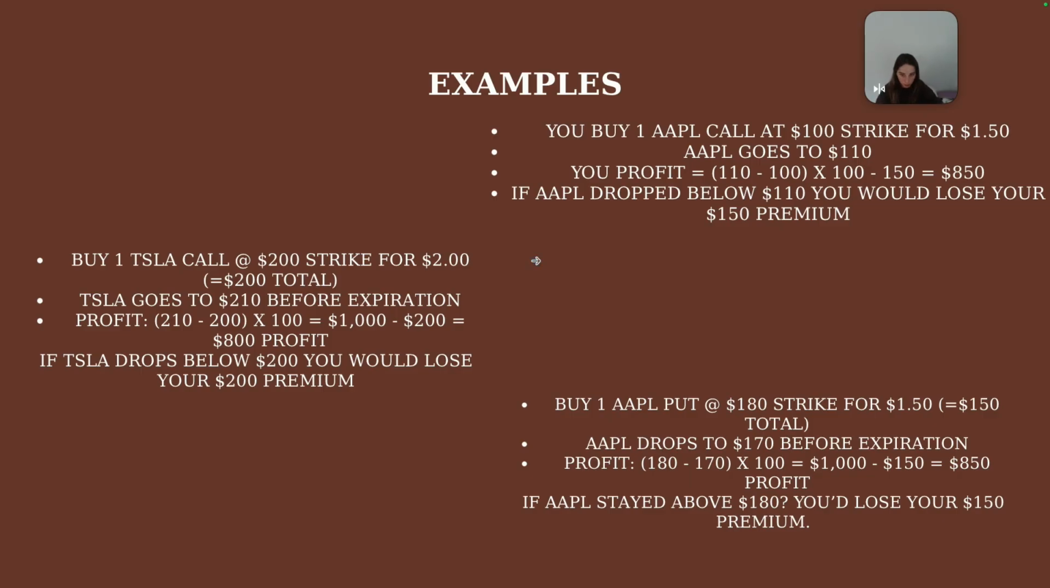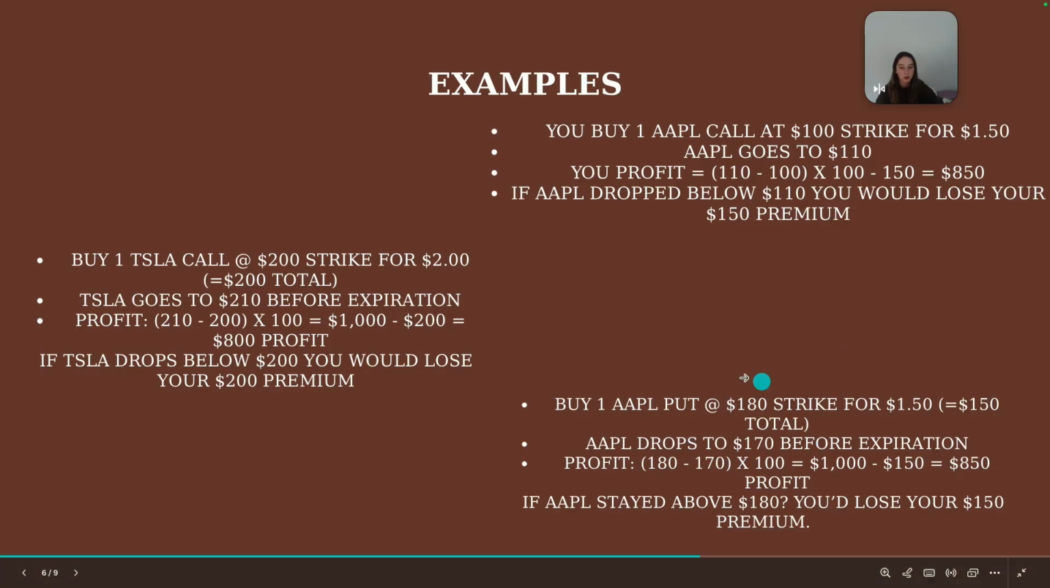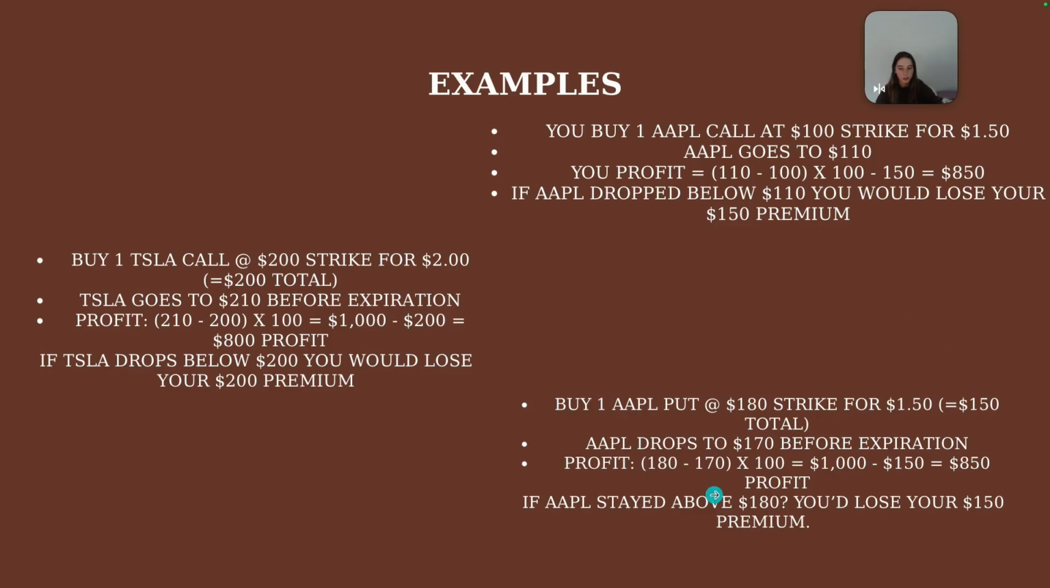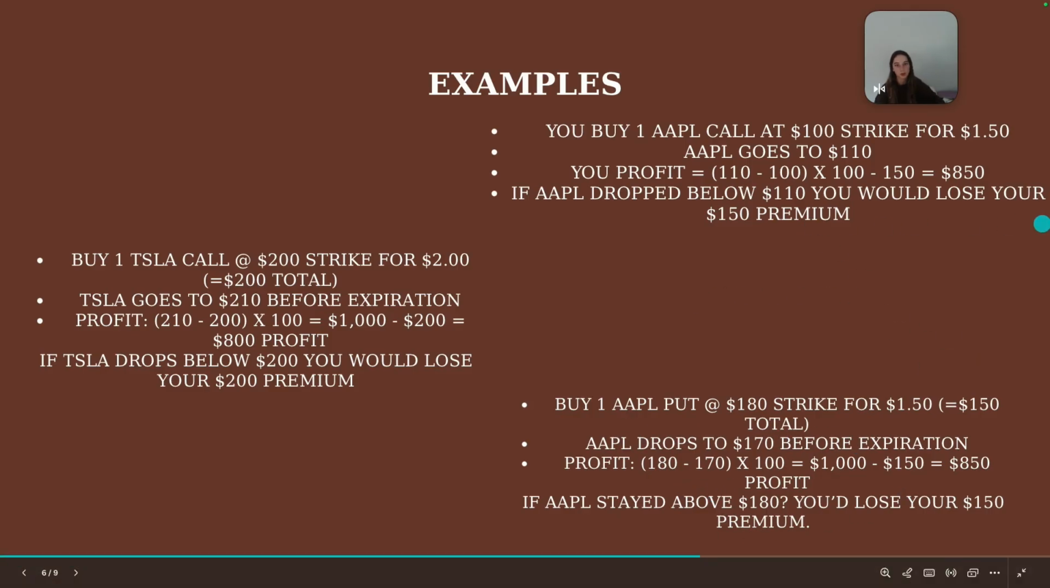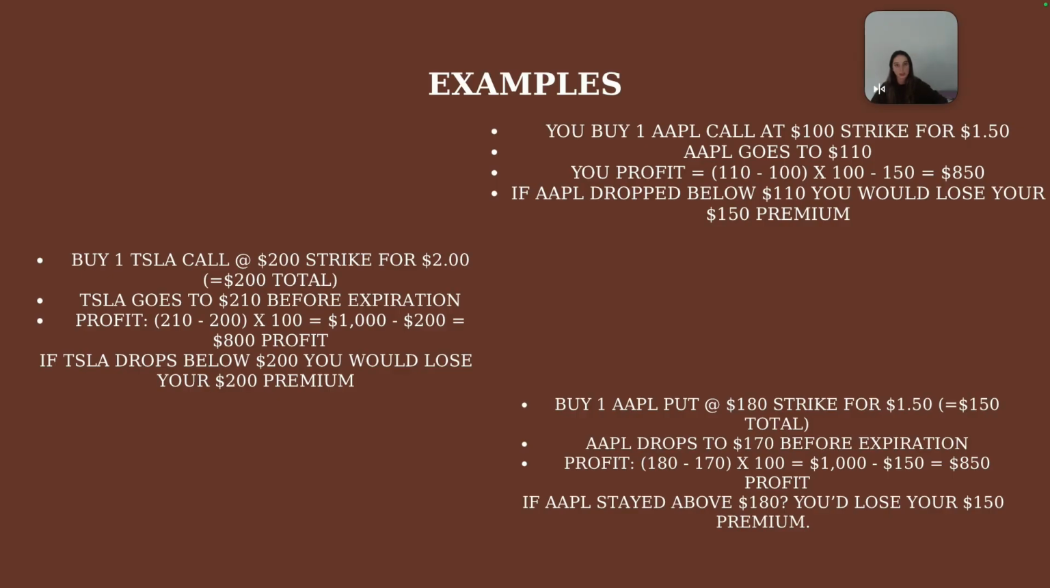Maybe you stop out at $1.50. I don't know. Let's say you buy one Apple put at 180 strike for $1.50, so $150 total. If Apple drops to 170 before expiration, you would profit that 180 minus 170, so $10 times 100, 1,000 minus 150, which is what you paid for. You'd profit $850. If Apple stayed above 180, you would lose your 150 premium, or you'd get stopped out. Seems easy enough, but again, these are just examples, and it is hard to profit this much on a singular contract. I'll tell you that right now.